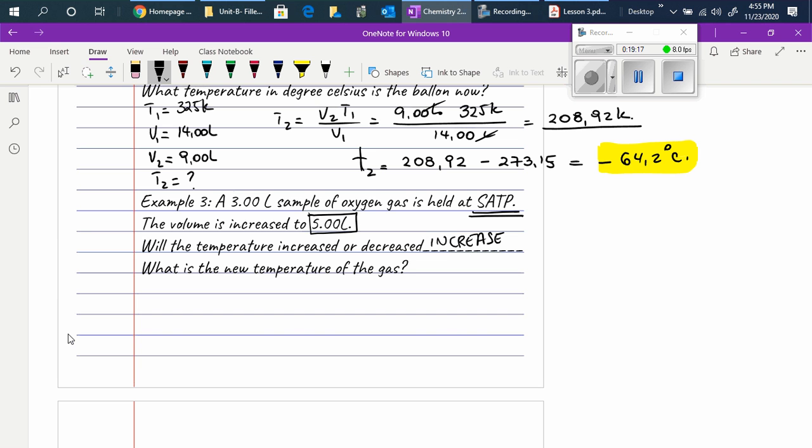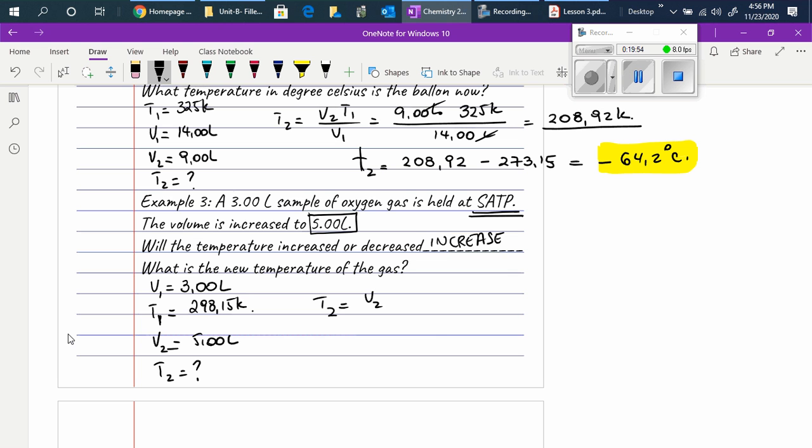Now, what is the new temperature of the gas? So let's sort what is given. 3.0 liters for volume, and then we have SATP conditions. So we have a certain pressure, temperature, and molar volume. But what we are worried about is the temperature. So T1 will be 298.15 Kelvin, and volume 2 will be 5.0 liters. So we are looking for temperature 2.